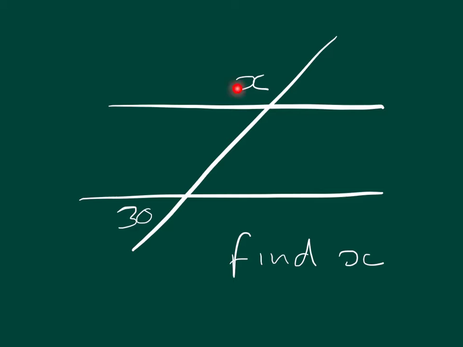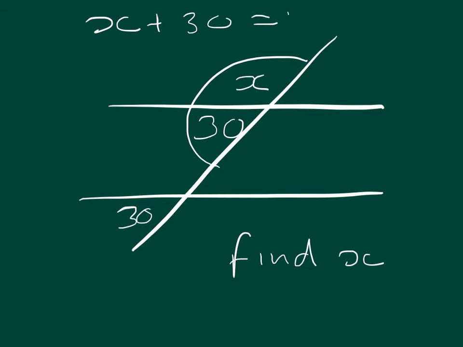Find the missing angle x. X is on a straight line, so the angle that corresponds to 30 will be the same. So we have 30 here. So on the straight line, x plus 30 will equal 180. So x equals 150.